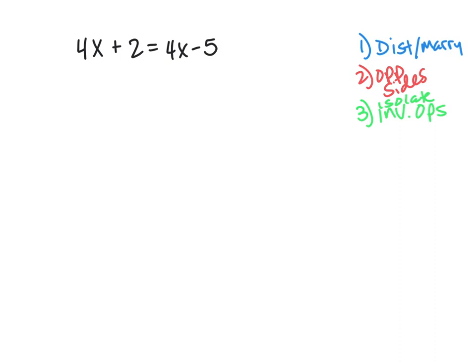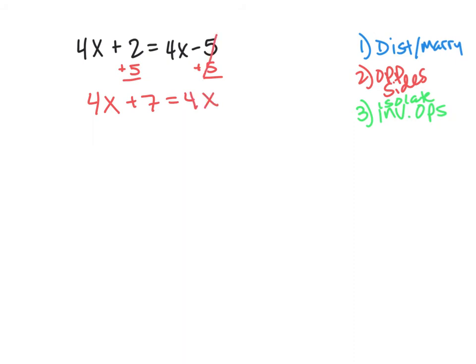There's no distribution and there's no like terms on the same side of the equation, so I can skip to step 2. I think to keep things positive, instead of this negative 5, I'm going to undo that. I just like to keep things positive. This will give me 4x still, because I haven't done anything with that, plus 7 equals 4x. And that canceled out, so it's gone.